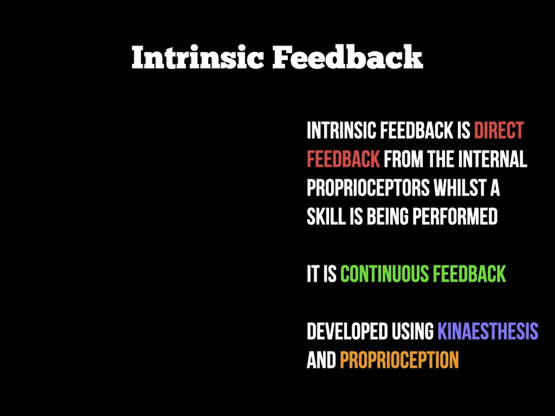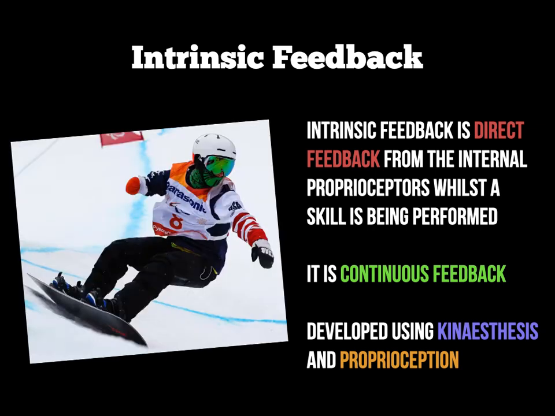So good examples of intrinsic feedback are anything involving forms of balance, because your brain and your muscles are working together in terms of feedback loops to adjust the movement that you're doing. So it's constant. So if we took something like snowboarding or even skiing, you're constantly adjusting your balance to try and stay on the board or to remain upright and stay in skiing.